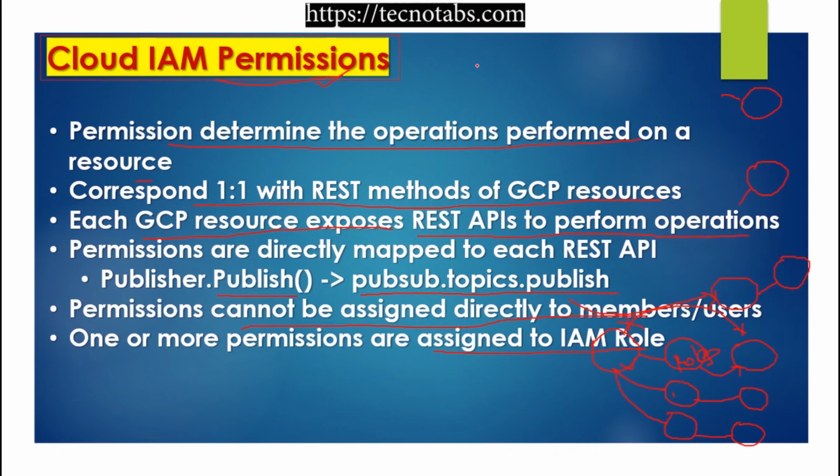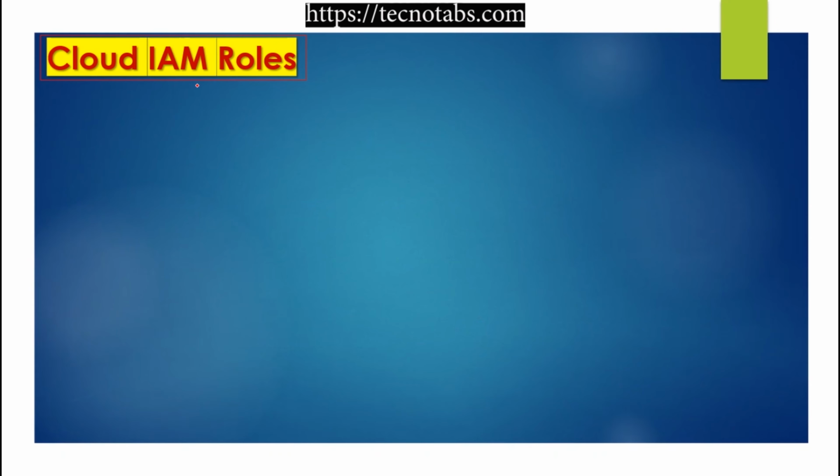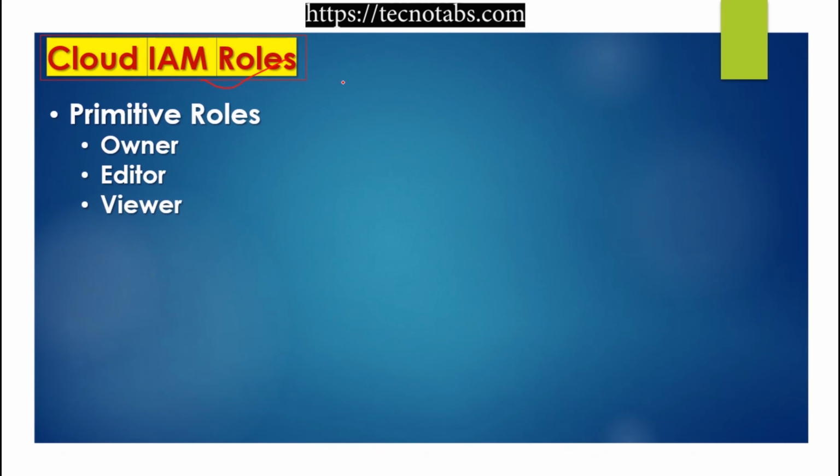Now let's move one more step ahead and try to understand IAM roles. So first of all, what are roles? Roles are nothing but a set of permissions that are grouped together and assigned to the role. Okay, so there are primitive roles which have three types of access: the owner, the editor, and the viewer. Whenever you create any resource, the owner has all the access to perform any kind of operations on this resource. They can delete this resource, they can modify it, or they can perform any kind of operations on it.